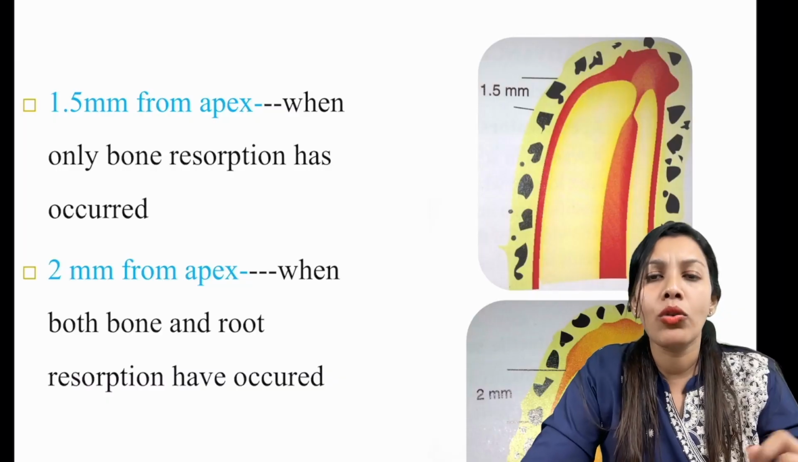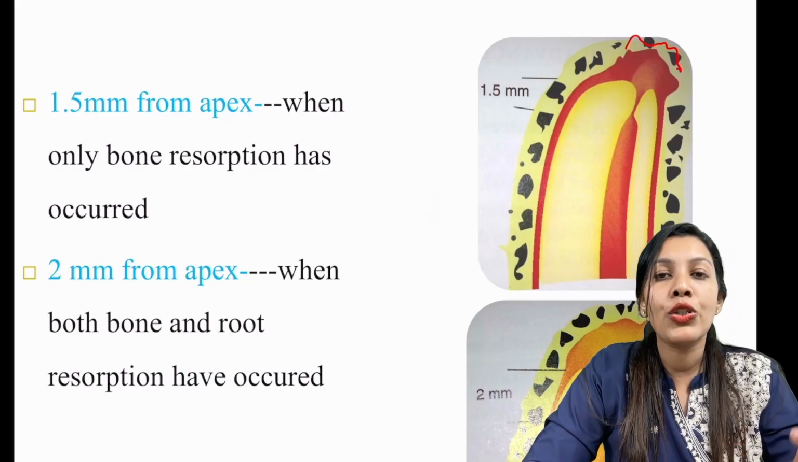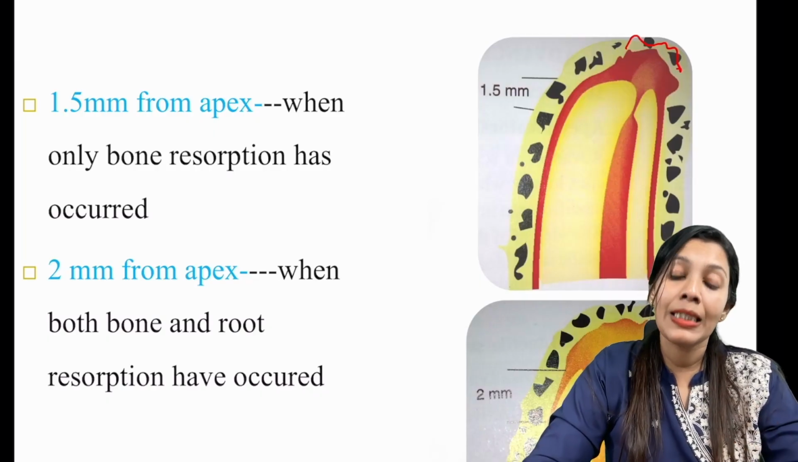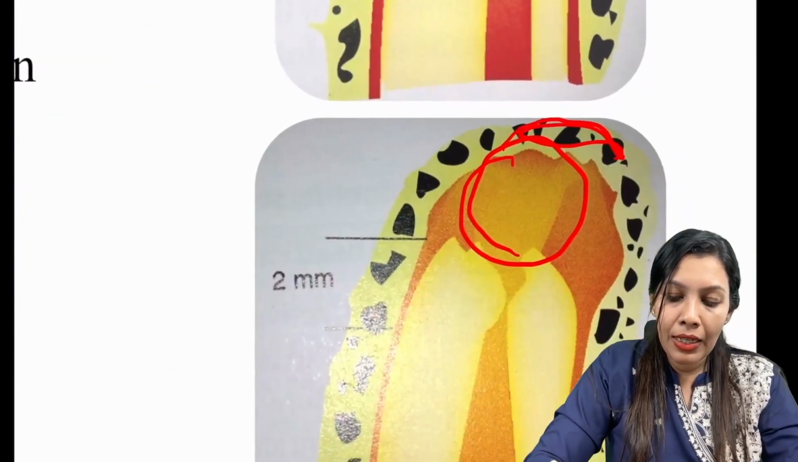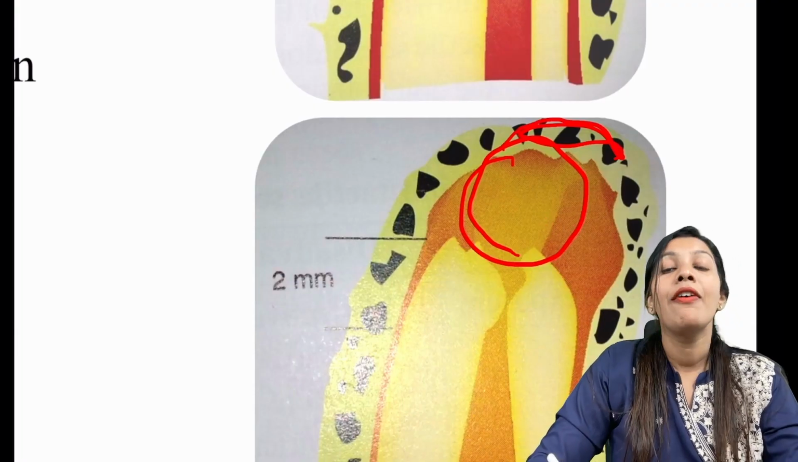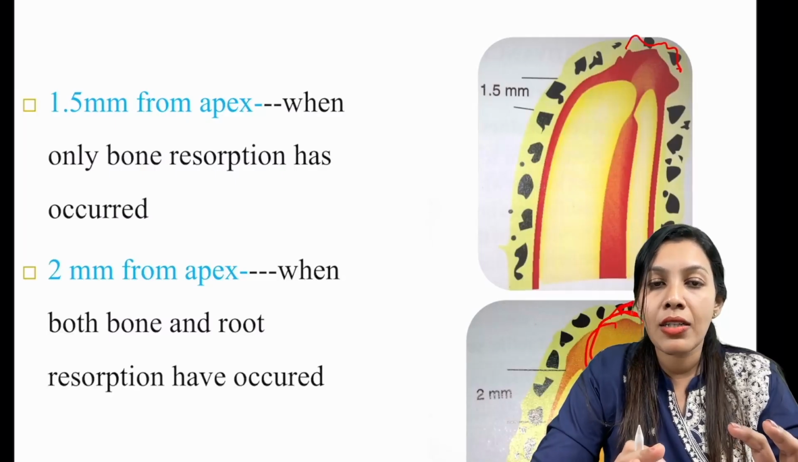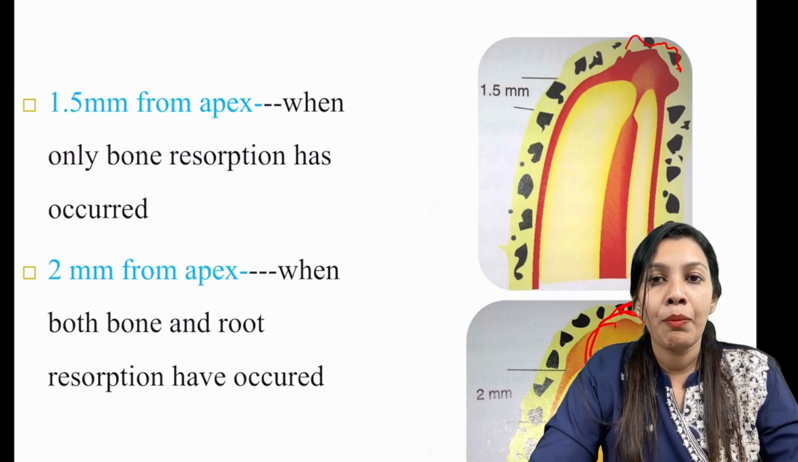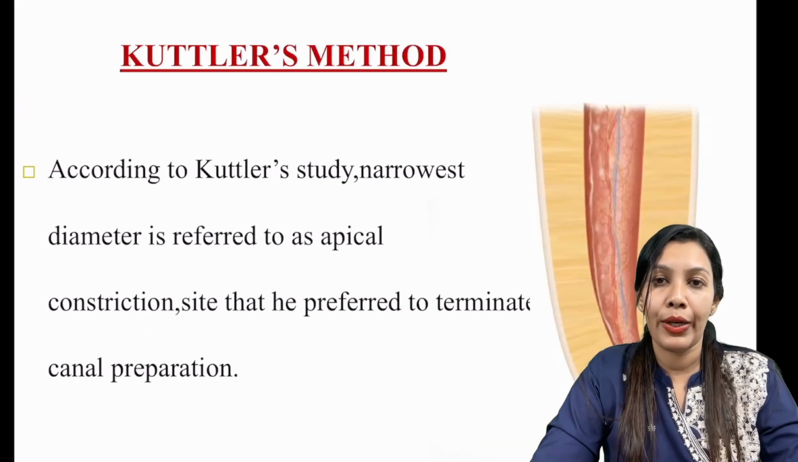Next, if there is bone resorption on the outer area, we need to stop 1.5 mm short of the apex. If there is bone resorption as well as root resorption, we have to reduce 2 mm. So simple. No resorption, proper apex, short of 1 mm. Bone resorption, shorten by 1.5 mm from the apex. Bone as well as root resorption, 2 mm has to be reduced.